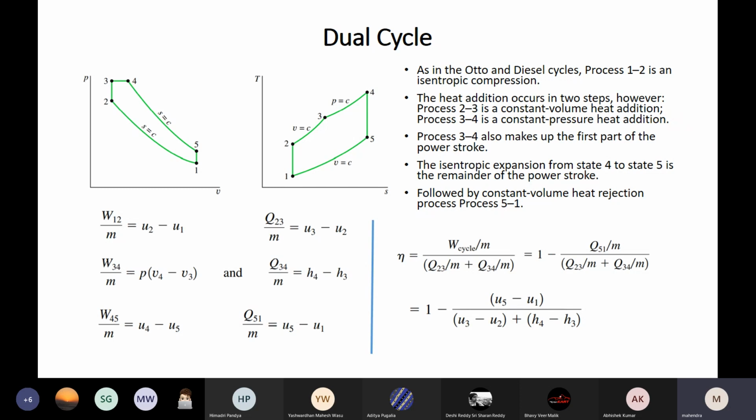Here, actually, why we have taken them per unit mass, means specific, is that this dual cycle has not been given in your book. So I have taken it from our previous book, whatever we are following.